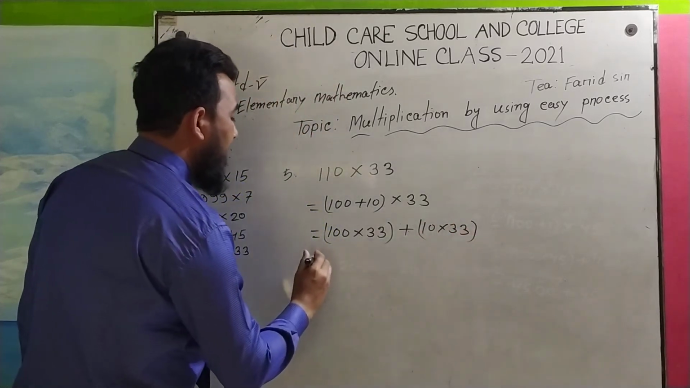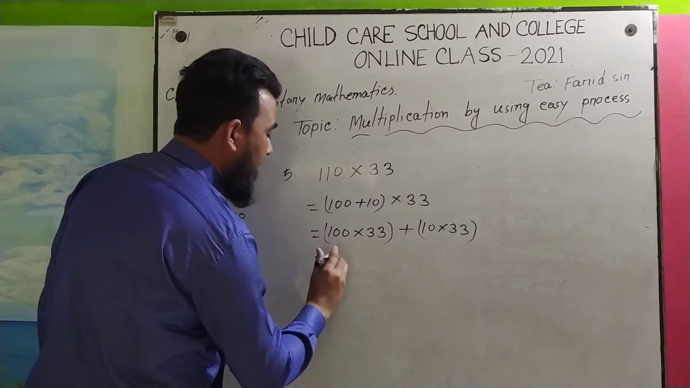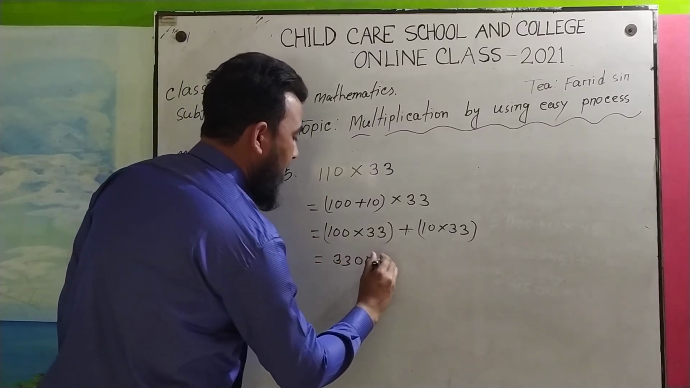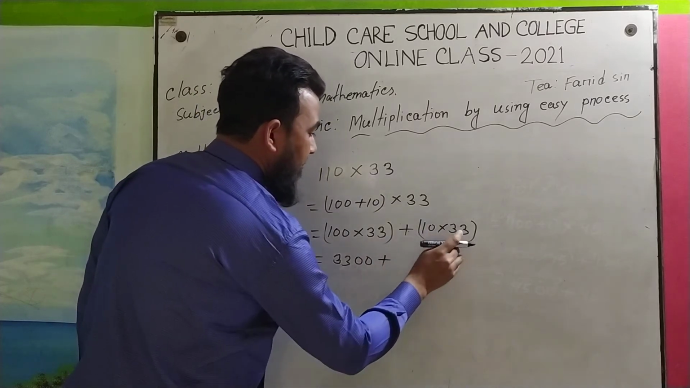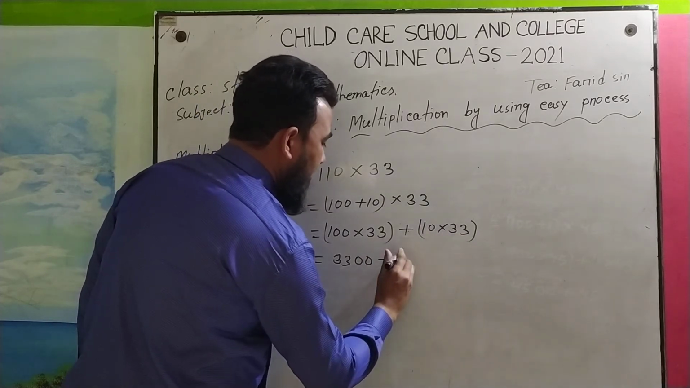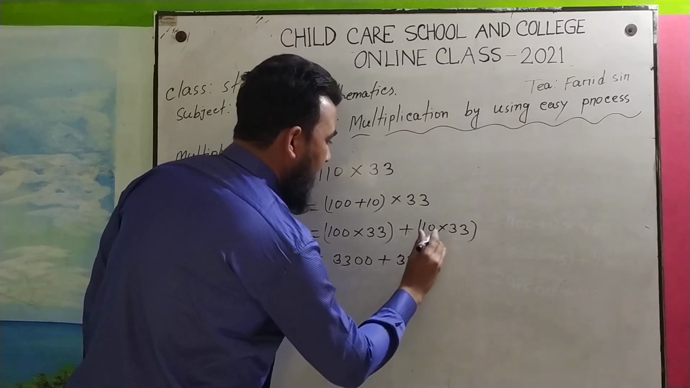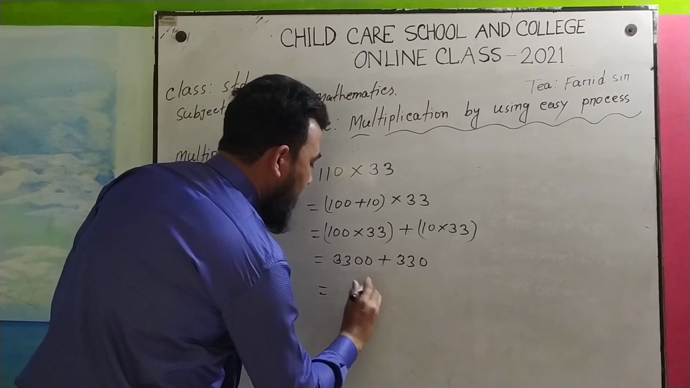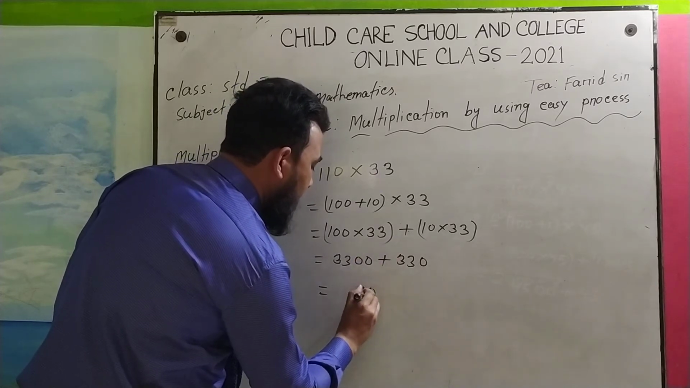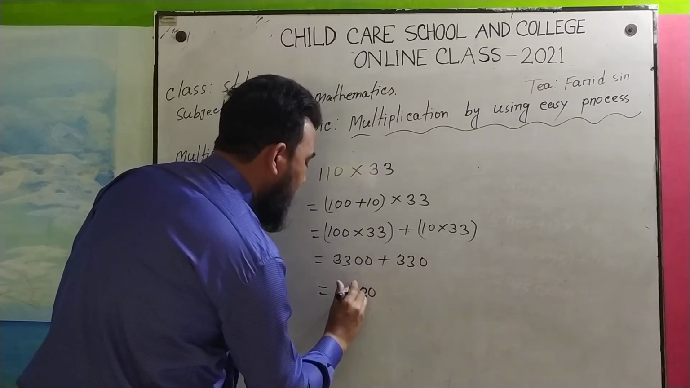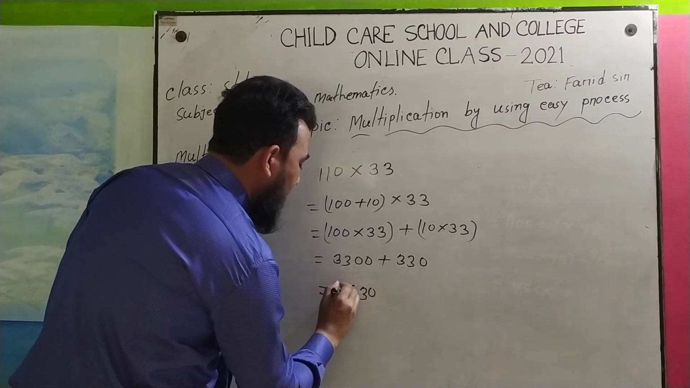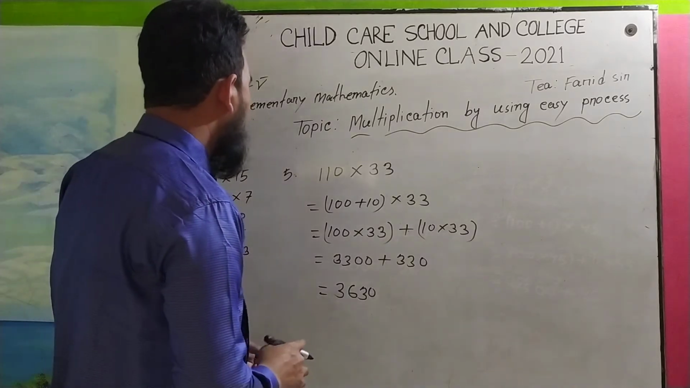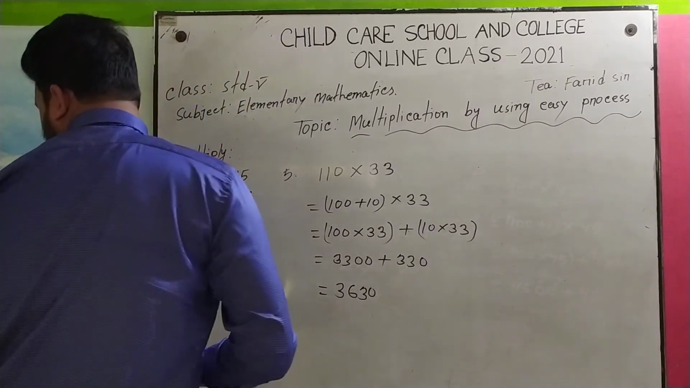So what will be here? If you multiply 33 by 1, it will be 33 and double 0. Now look, plus here if you multiply 33 with 1, it will be 33 and here 1 0. So if we add, 0 plus 0 is 0, 0 plus 3 is 3, 3 plus 3 is 6, and here again 3. Okay, so easily we can do this, and for this reason it's called the easy process.